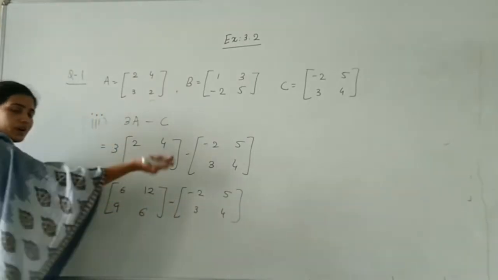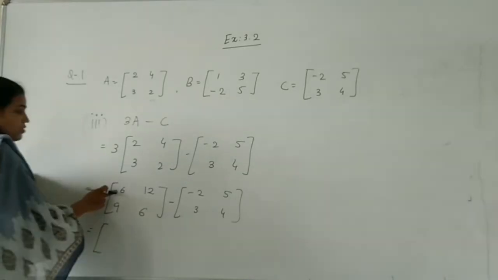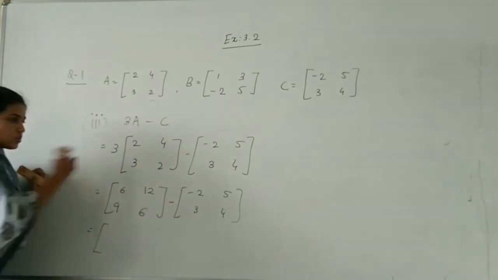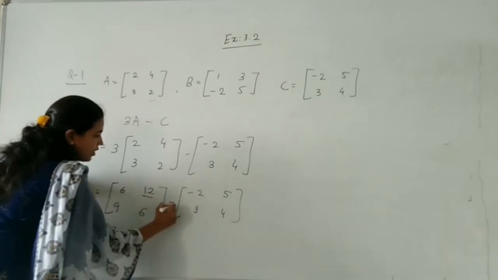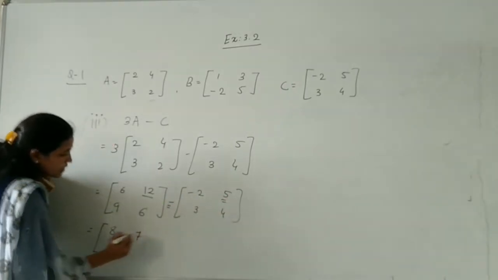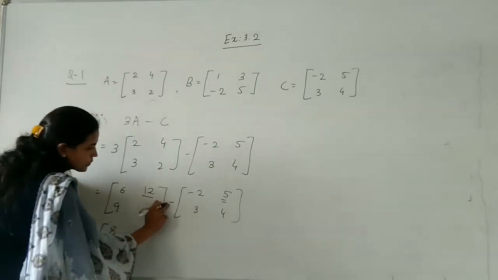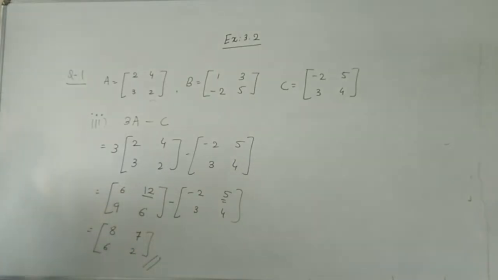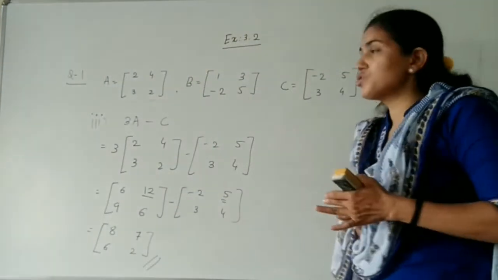Or you can write down plus in the book, but no need to write down as you can easily understand. Now 6 minus 2, so minus plus, so 6 plus 2, 8. 12 minus 5, so it is 7. 9 minus 3, 6. 6 minus 4, so it is 2. So this is your answer, students. It is 3A minus C. I hope you understood the first equation of the exercise 3.2.